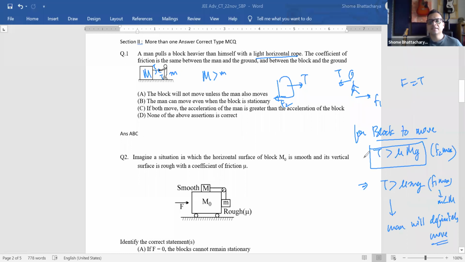So the moment you are applying a force creating tension greater than the limiting friction on the block, definitely you will have to move, because the tension that is pulling you towards the left is greater than the limiting friction that you have with the ground. So option A becomes correct. Okay, is this clear, Nikita? This part?